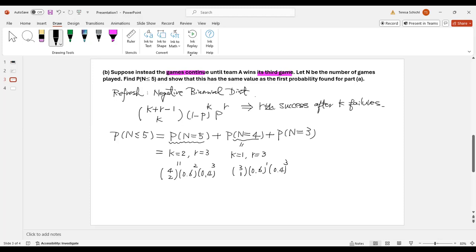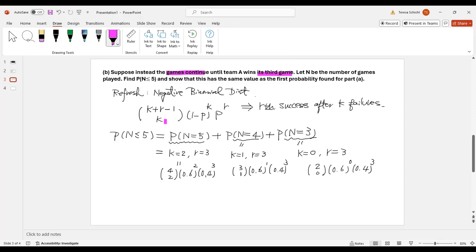Now for this one, that means I only played 3 games. So what is k here? k is equal to 0, right? r equals 3. So you plug into the above probability. This will be 0 plus 3 minus 1, so it's 2 choose 0. Then it's 0.6 to the 0 and 0.4 to the 3 here.